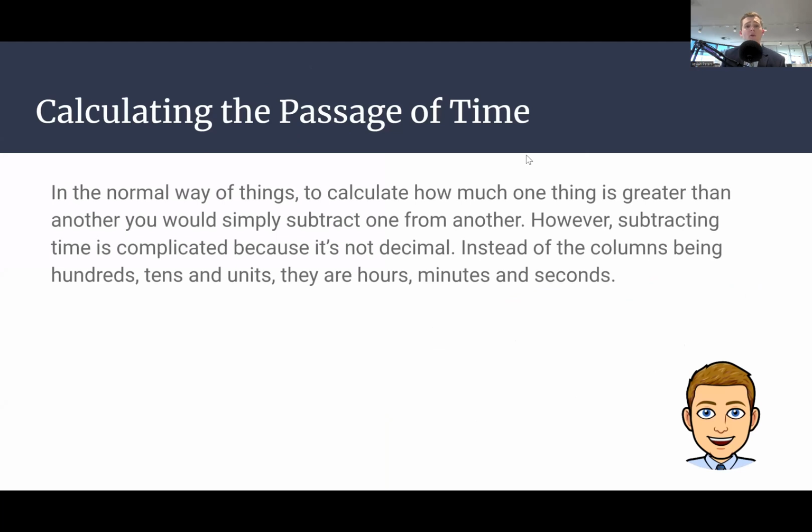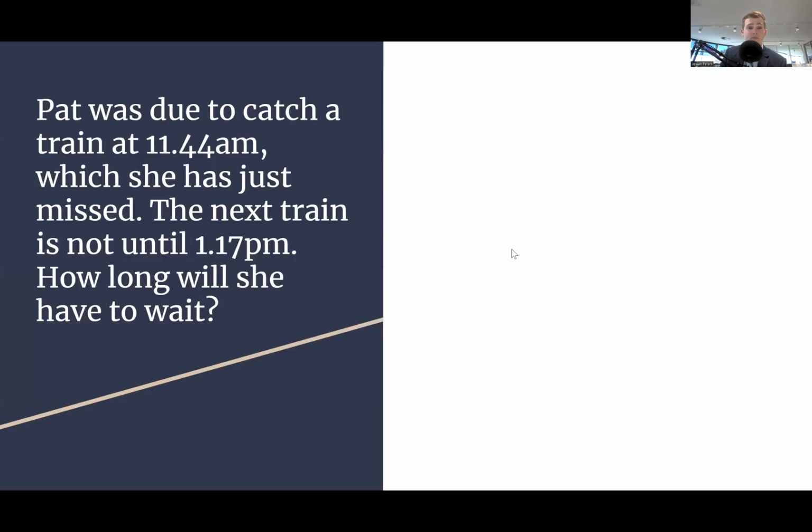Okay, now calculating the passage of time. In the normal way of things, to calculate how much one thing is greater than another, you would simply subtract one from another. However, subtracting time is complicated because it's not decimal, so it's not out of 100. Instead of using columns being hundreds, tens, and units, which we're used to, they are hours, minutes, and seconds, as we looked at before. Let's look at some examples.